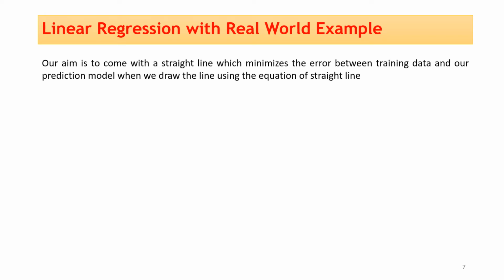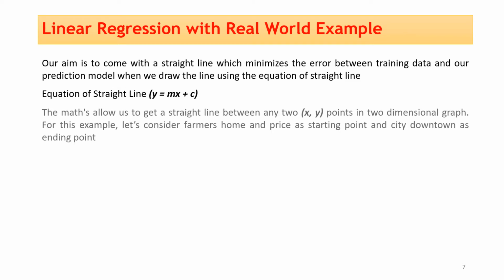Now our aim is to come up with the straight line which minimizes the error between the training data and our prediction model. When we draw the line using the equation of the straight line, as we know, y equals mx plus c, then the maths allows us to get the straight line between any 2 points, that is x and y, in a two-dimensional graph.